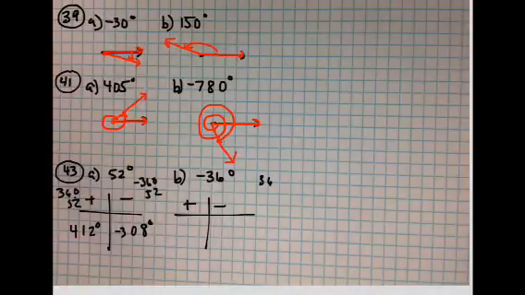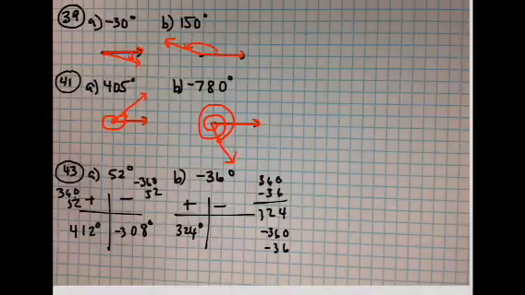Okay, for negative 36, I'm going to add 360, I'll just put it here on the side, negative 36 plus 360, so that's 324 degrees, and then negative 360 and negative 36, that's going to be negative 396 degrees.